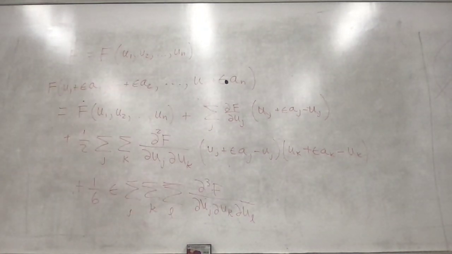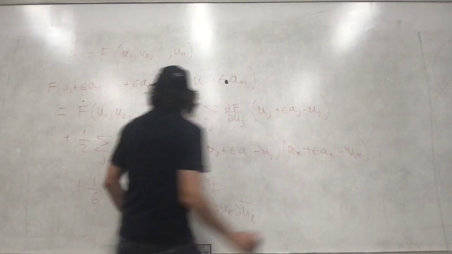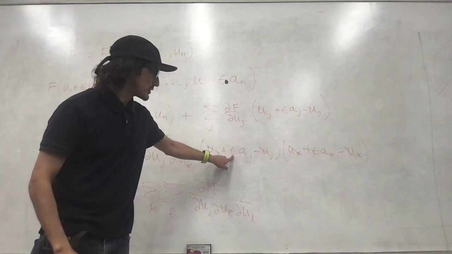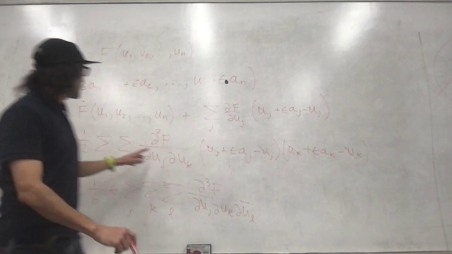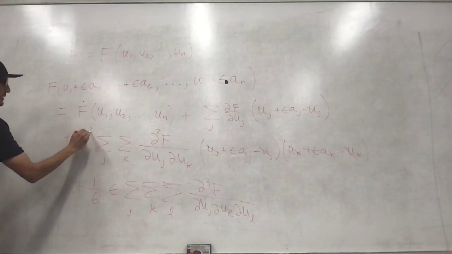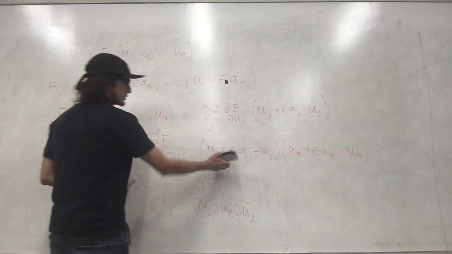So yeah, we can get rid of these ones, and so here we're just going to have the epsilon, two of them. So we can take it outside, it will be epsilon squared. And over here, we just need to leave the a.